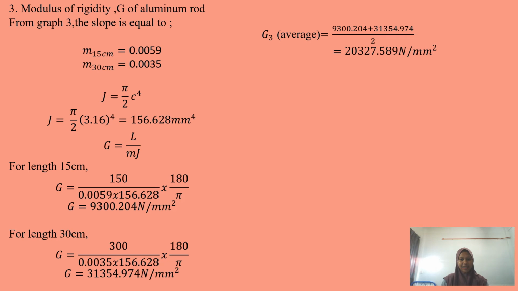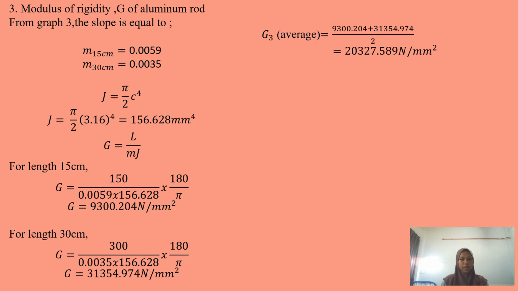Next, the last step for the result and calculation for this experiment is to calculate the modulus of rigidity for the aluminium rod. From graph 3, we got the slope value for the aluminium rod, like I have mentioned before. So after that, we calculate the moment of inertia for the aluminium rod, which is equal to 156.628 millimeter to the power of 4.